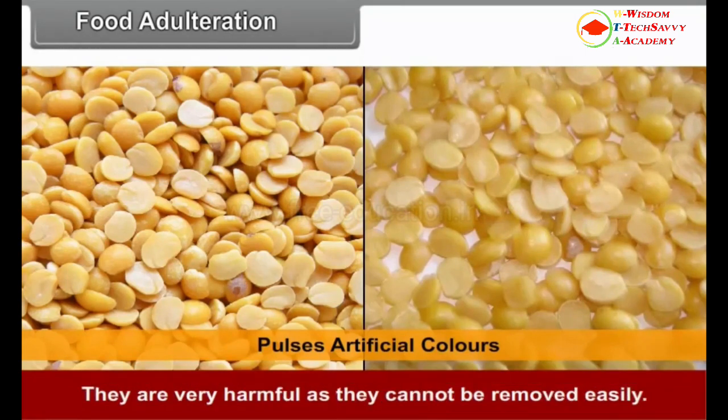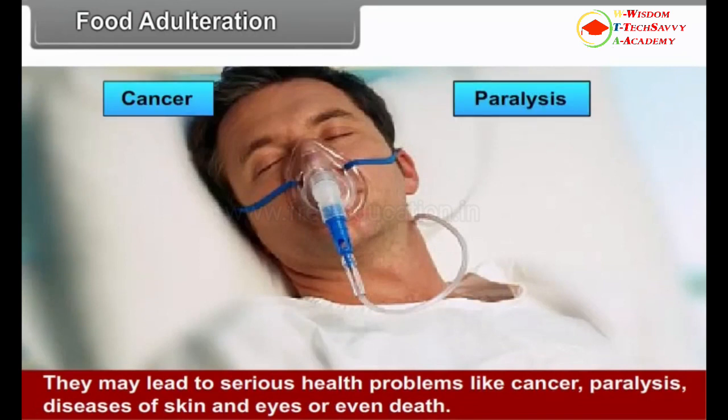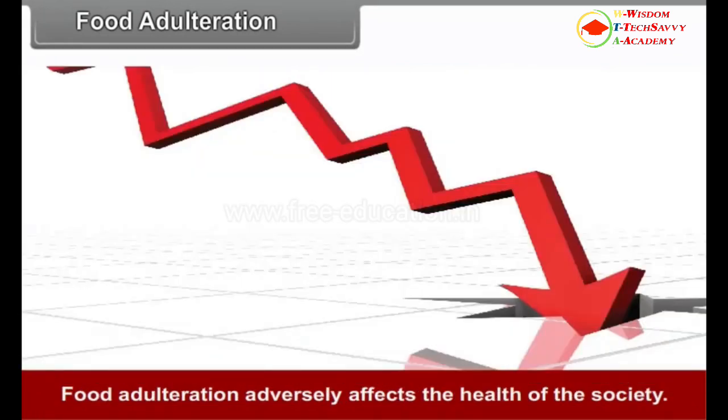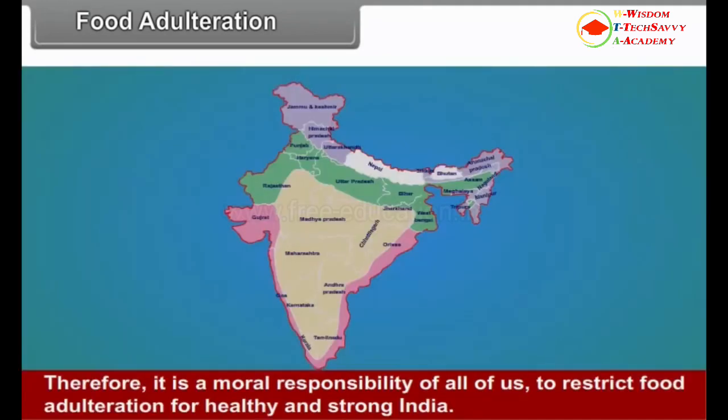They are very harmful as they cannot be removed easily. They may lead to serious health problems like cancer, paralysis, diseases of skin and eyes, or even death. Food adulteration adversely affects the health of the society. It is a serious social crime. Therefore, it is a moral responsibility of all of us to restrict food adulteration for a healthy and strong India.